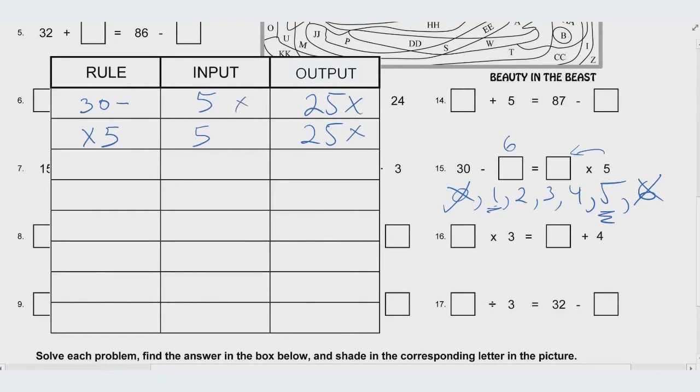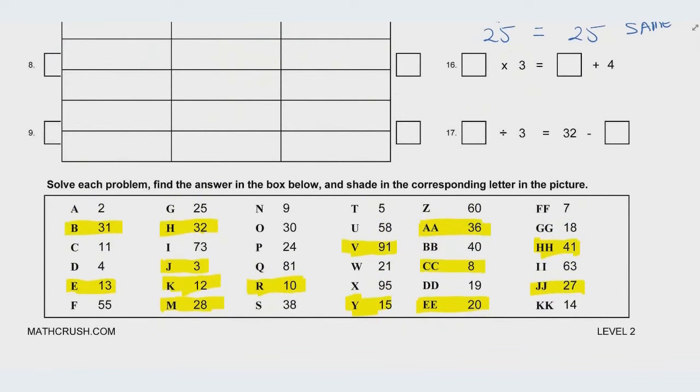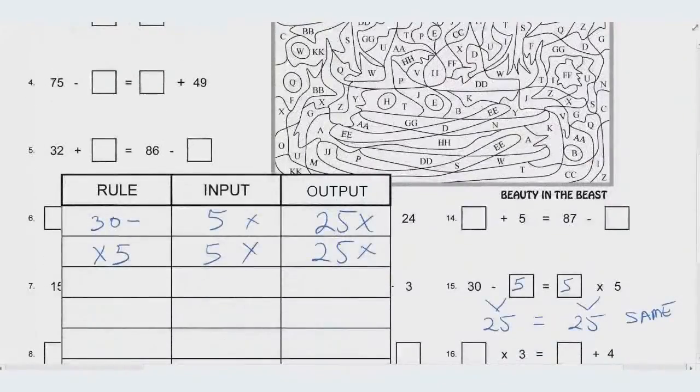Our outputs are the same, and our inputs are the same. It tells us it is the correct answer. So we put 5 right here, and 5 right here, because 5 times 5 is 25, and 30 minus 5 is 25. They are equal, or they are the same. So we come down to our big box, and we look for 5, and there is 5. It is T. It's Mr. T. I pity the fool. Mr. T. So we come up and find T in our picture, and we shade in all the T's.